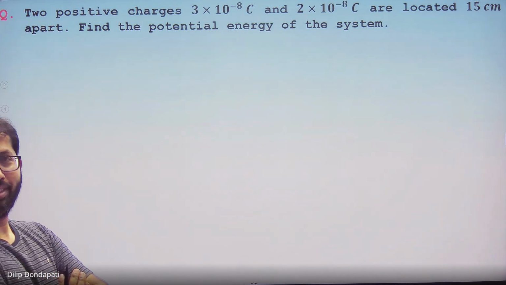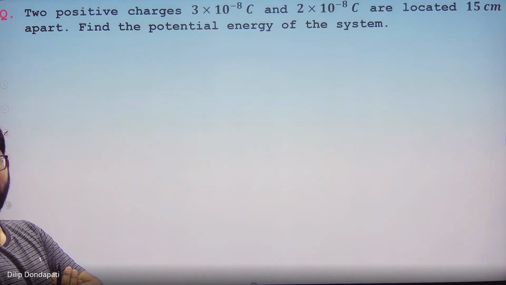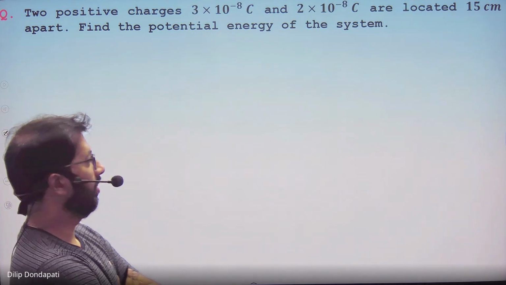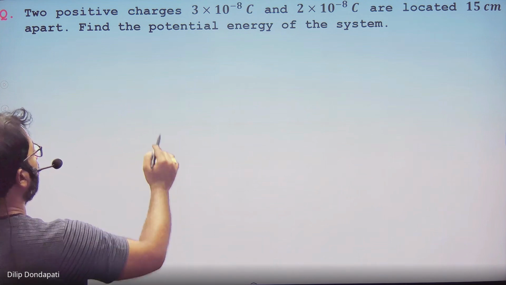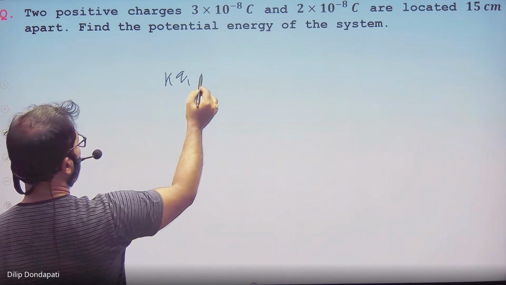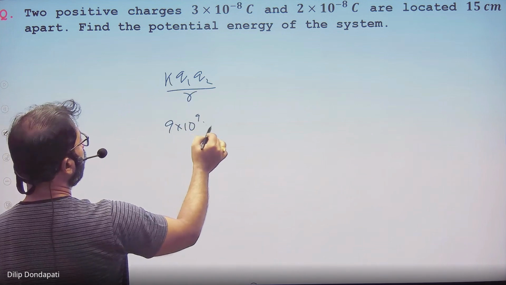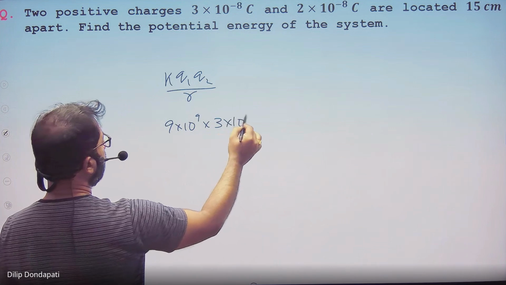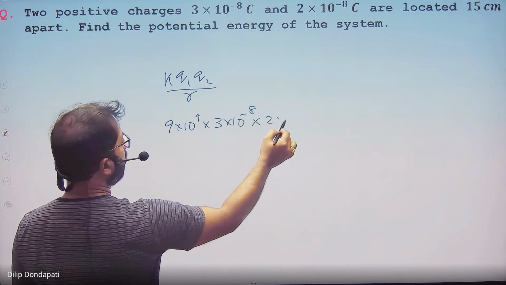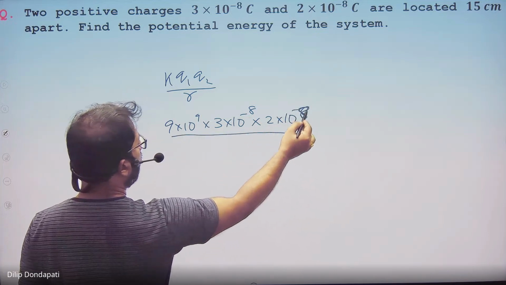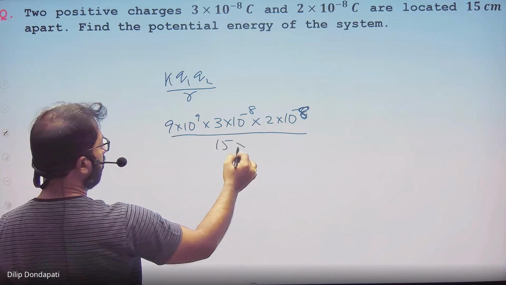That formula only. The R1 formula only: K Q1 Q2. 9 into 10 power of 9, into Q1 is 3 into 10 power of minus 8, into Q2 is 2 into 10 power of minus 8, by R. R is how much? 15 into 10 power of minus 2, right?